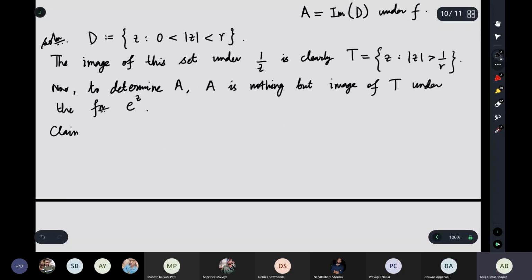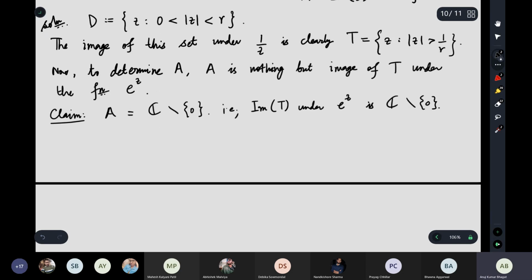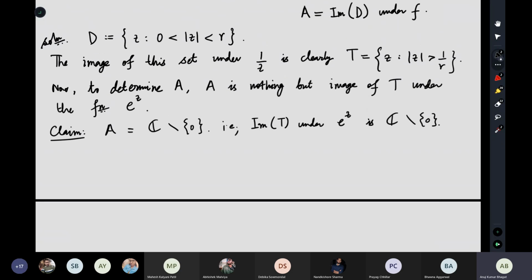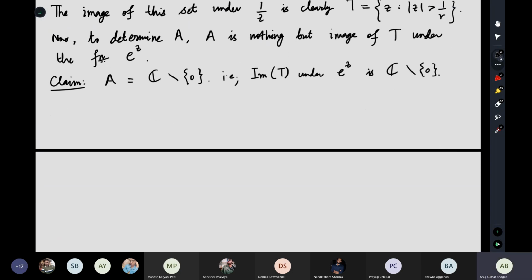So my claim is that A is nothing but the whole complex plane minus 0. That is, the image of T under e to the power z is C minus 0. This is the final claim, but it requires some time to prove it. Should I complete it or leave it for the time being? Okay, I'll complete it then. I hope you'll give me 5 to 10 more minutes. So this is the last part, to show that the image of T under e to the power z is C minus 0.